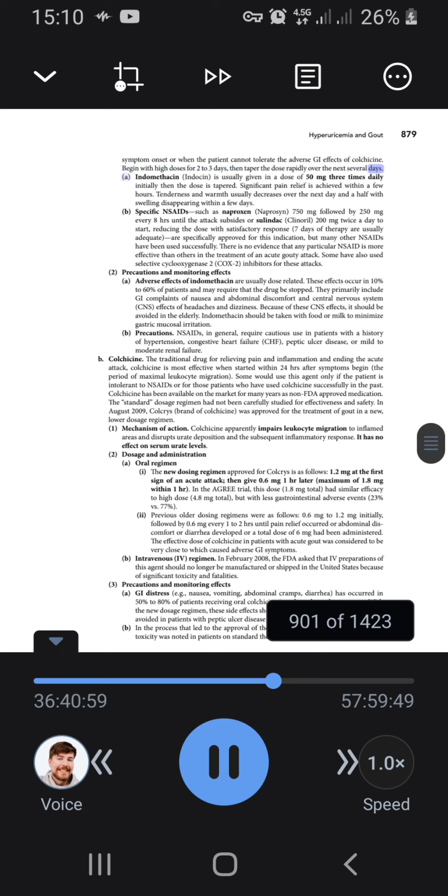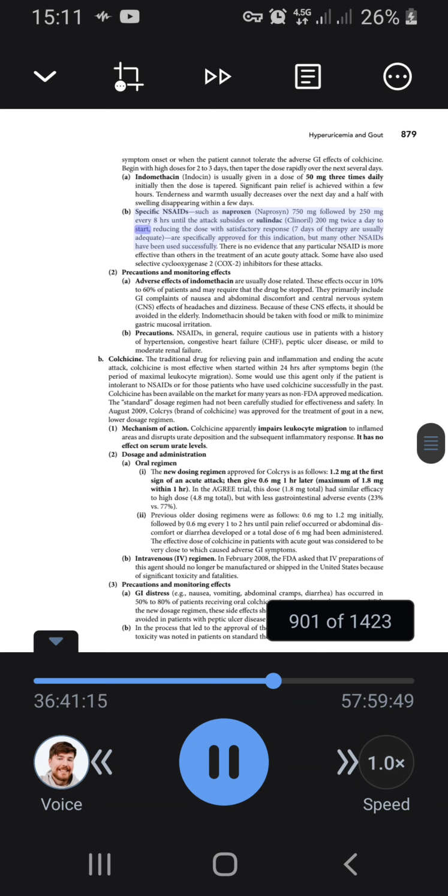A. Indomethacin (Indocin) is usually given in a dose of 50 mg 3 times daily initially, then the dose is tapered. Significant pain relief is achieved within a few hours. Tenderness and warmth usually decrease over the next day and a half, with swelling disappearing within a few days. B. Specific NSAIDs, such as naproxen, 750 mg followed by 250 mg every 8 hours until the attack subsides, or sulindac (Clinoril) 200 mg twice a day.